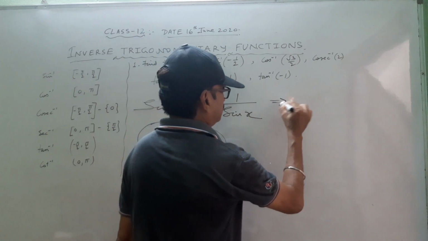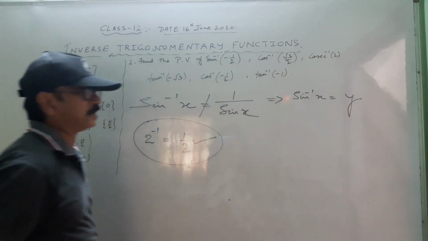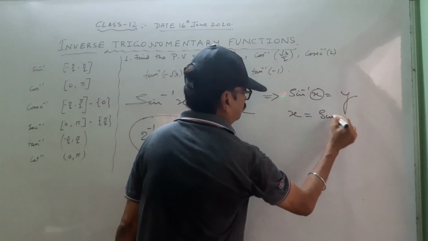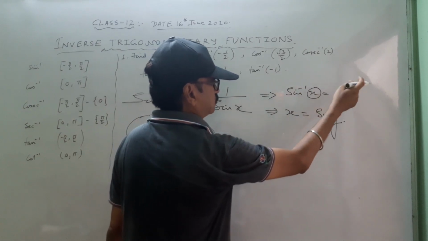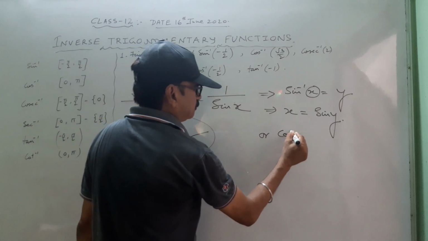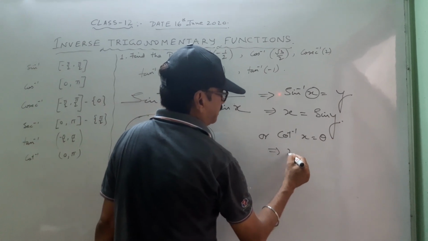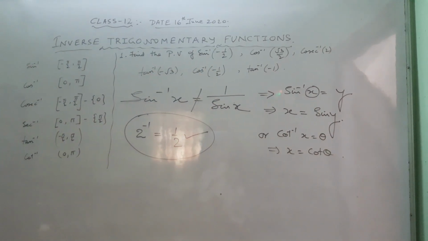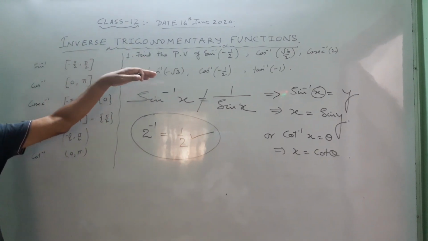If we take sine inverse of x equals to, suppose any variable y, then x will become equal to sine y. This implies that if sine inverse of x is equal to y, then x equals sine y, or if cot inverse of x is equal to theta, then x is equal to cot theta. So be careful about this concept and study all the formulas, and then you will be able to understand all these problems.